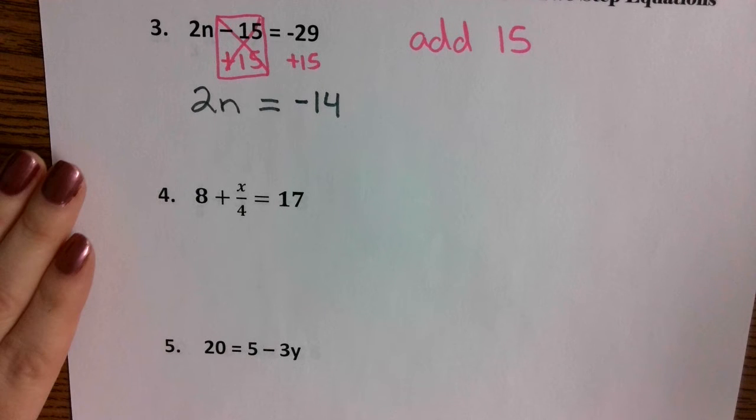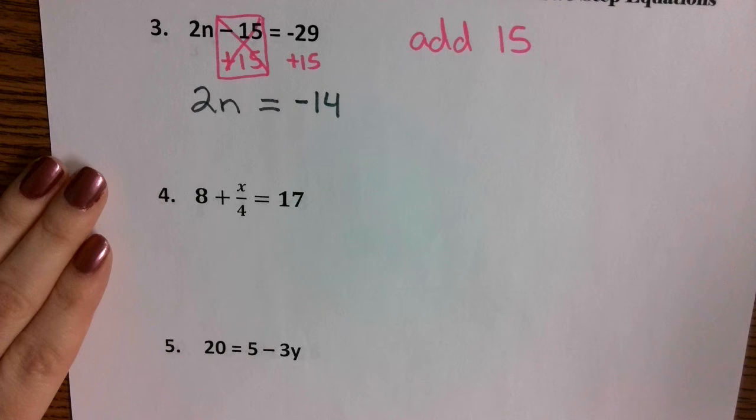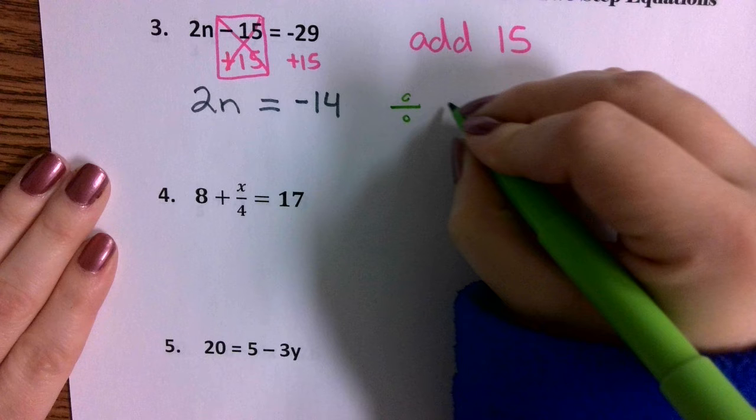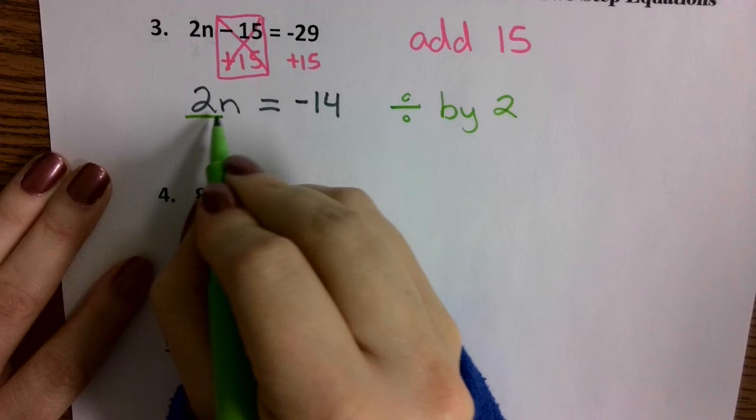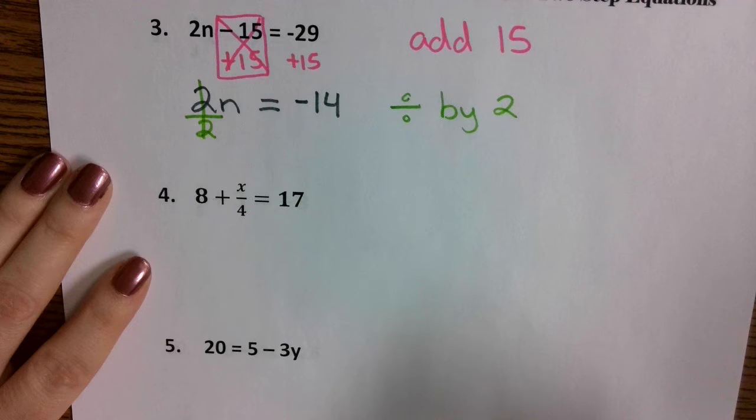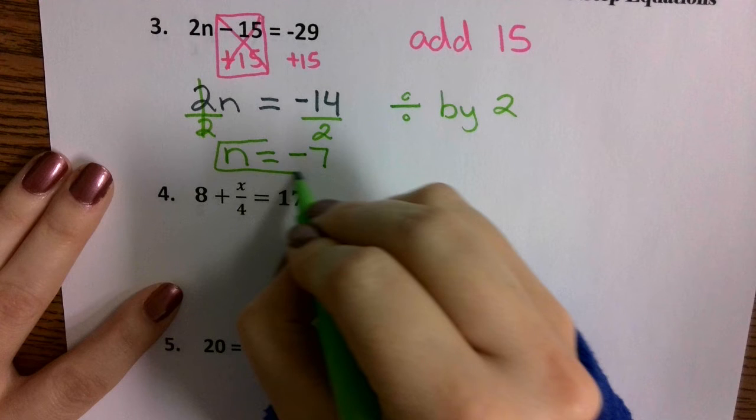Okay, last step. Okay, Ron, what do we have to do now? Divide. And what are we going to divide both sides by? 2. Good. We're going to divide both sides by 2. So we're going to do 2 divided by 2, which cancels it out. Doesn't equal 0, it just equals 1. It cancels it out, so equaling a value of 1. And then we're going to do negative 14 divided by 2.